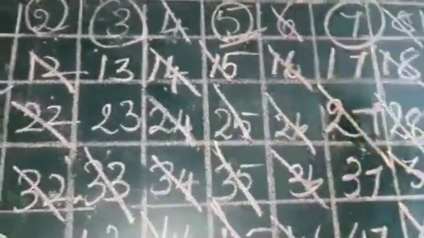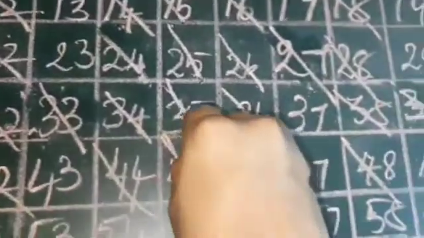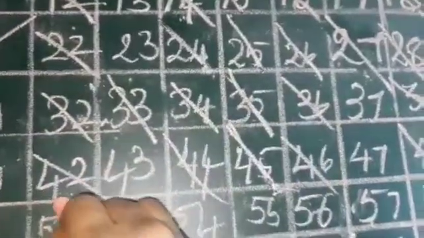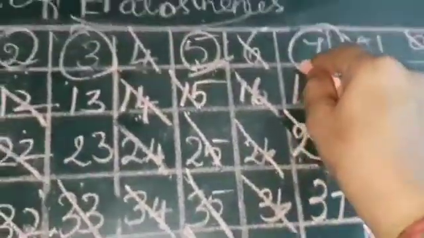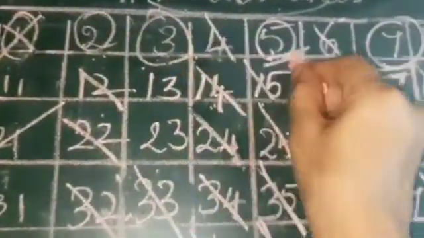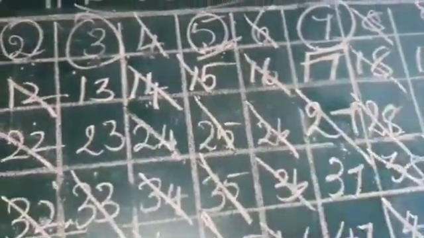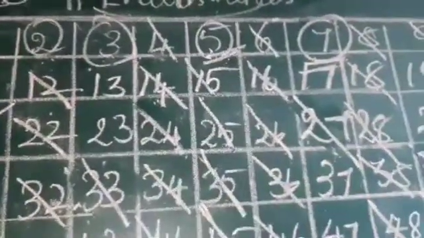Now let's see for 7. 14, 21, 28, 35, 42, 49. So these are the numbers that are exactly divisible by the number 7. So here 2, 3, 5, 7 are the prime numbers. The struck out numbers are the composite numbers.